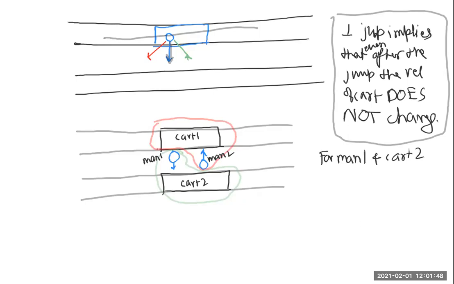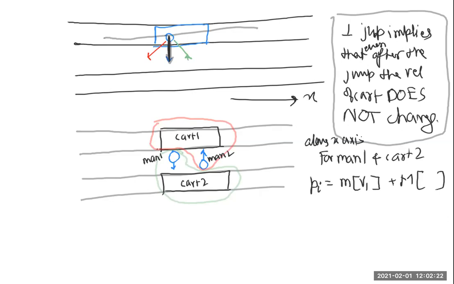For man 1, card 2, the initial momentum is mass of man, velocity of man, mass of card, velocity of card. Man 1's velocity is along the x-axis, remember, not along the y-axis. I have nothing to do with the perpendicular velocity. So along the x-axis, parallel to the track, this is the x-axis. Man 1 and card 2: this velocity is v1, this velocity is minus v2. And the final momentum is 0 plus 0.